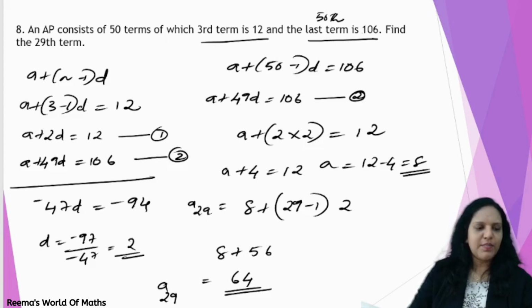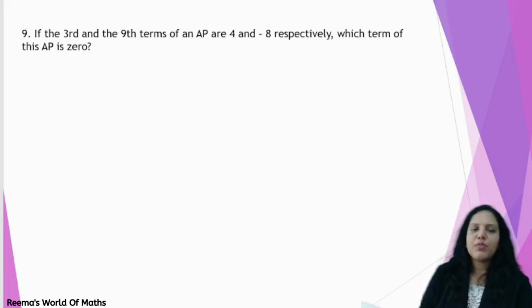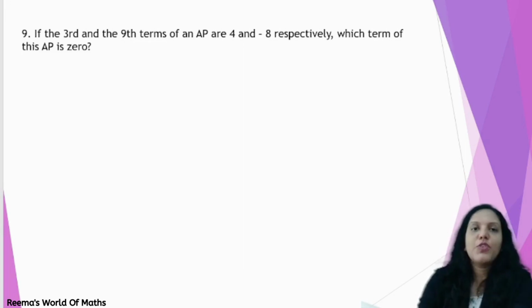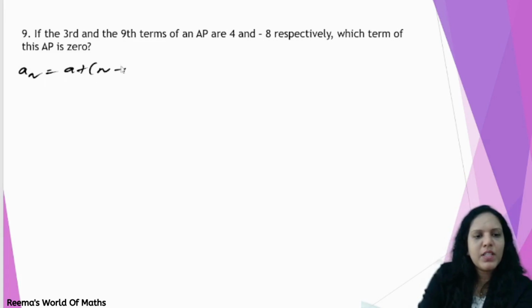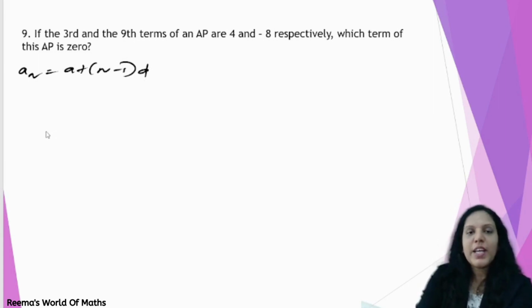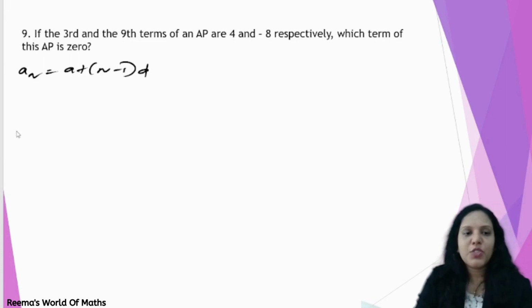Let's see the next question. If the third and the ninth terms of an AP are 4 and minus 8 respectively, which term of this AP is 0? So we have been given the third and ninth terms. For any nth term, we can write an equals a plus n minus 1 into d. We can form two equations here, then subtract them to eliminate one of the variables and find the other one, and then we can find the common difference. And we are also asked to find which term of this AP is 0.